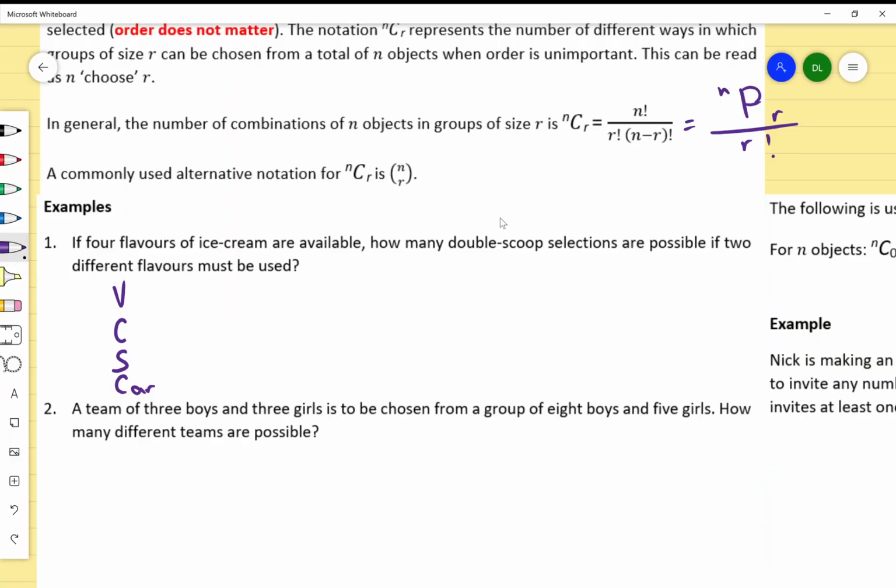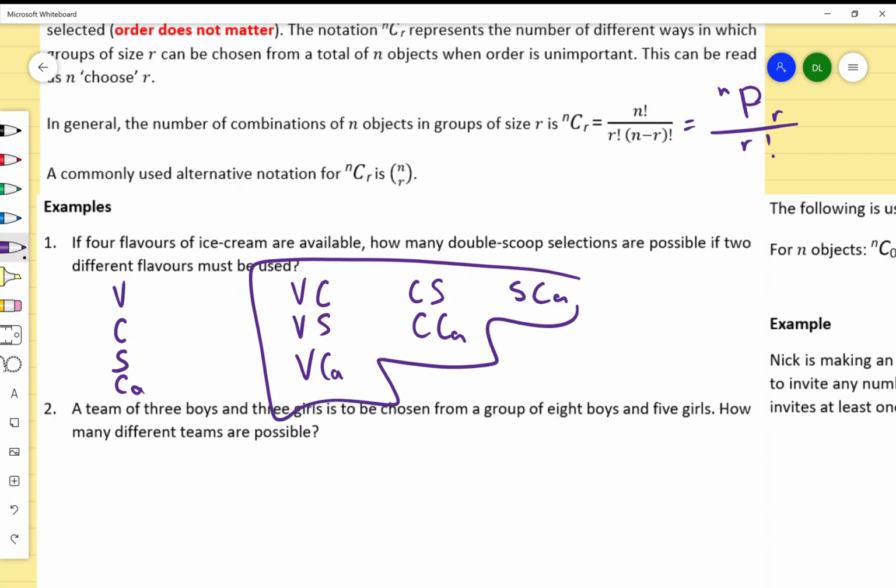Well, I've got vanilla chocolate, vanilla strawberry, and vanilla caramel. Pretty straightforward. I'm going to write caramel as CA. I've also got chocolate strawberry and chocolate caramel. And finally, I've got strawberry and caramel. Weird combination, but theoretically, those are the 6 possible situations in which I can get those options.